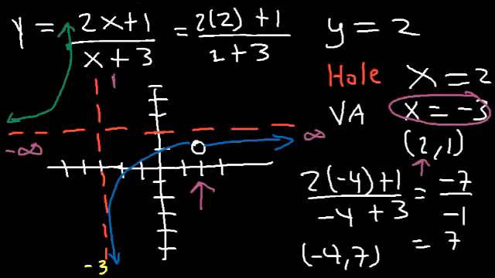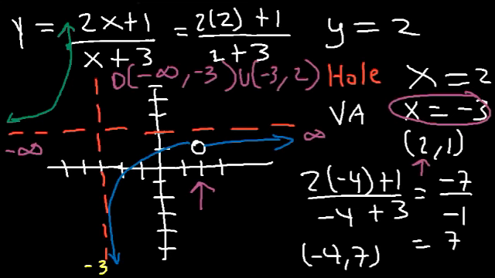Therefore, the domain for this function is negative infinity to negative 3, since negative 3 comes before 2, and then union everything between negative 3 to positive 2, and then union 2 to infinity. So we just need to remove the vertical asymptote and the x coordinate of the hole for the domain.